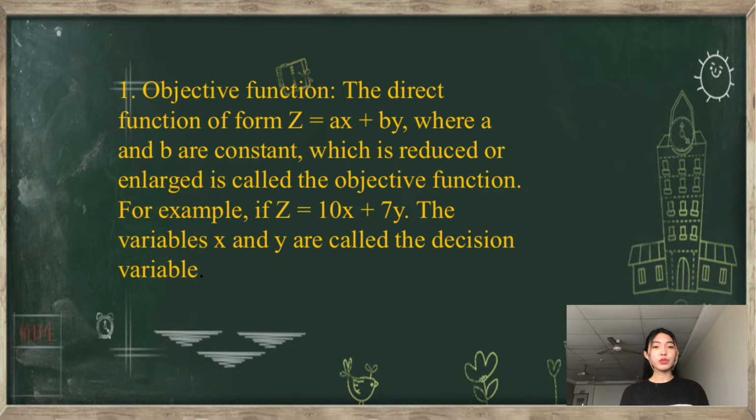These are the most commonly used terms in linear programming. The first one is the objective function. The objective function is the linear function of the form z equals ax plus by, where a and b are constants, which is reduced or enlarged. For example, if z equals 10x plus 2y, the variables x and y are called the decision variables.